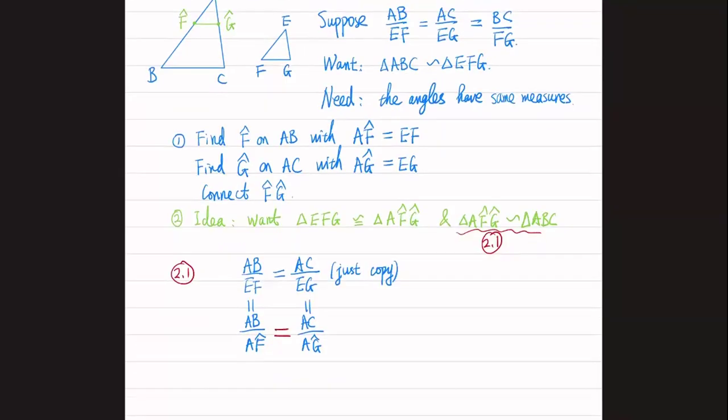Okay, very good. So this implies FG parallel to BC. This is the intercept theorem. This implies the two triangles are similar.